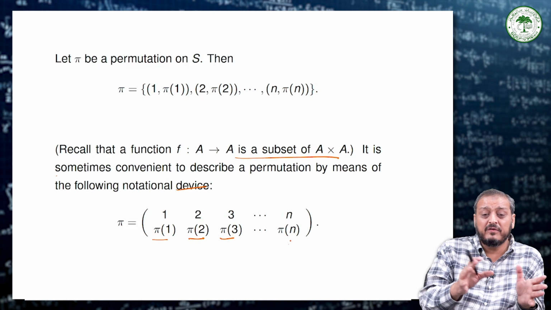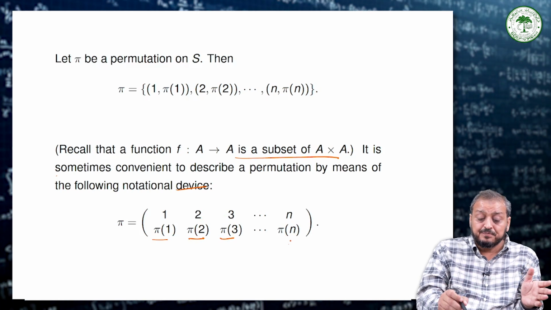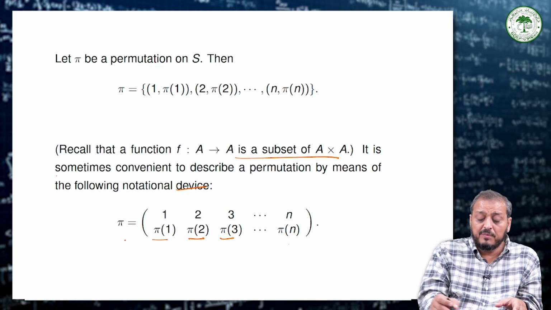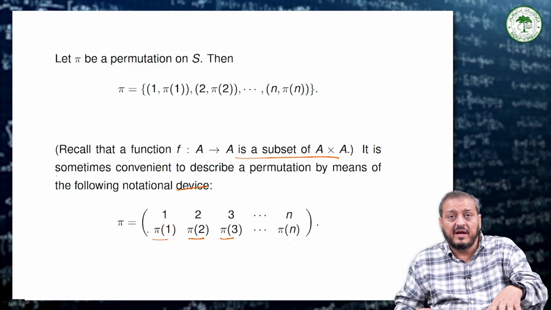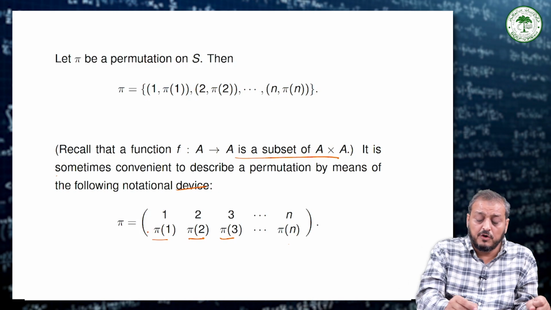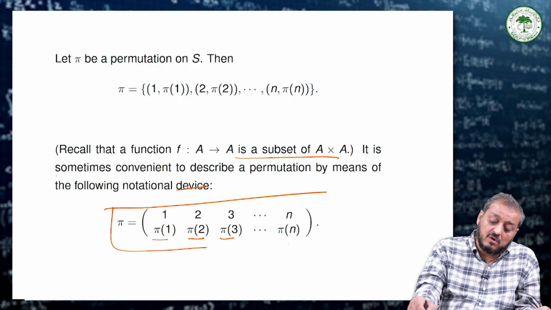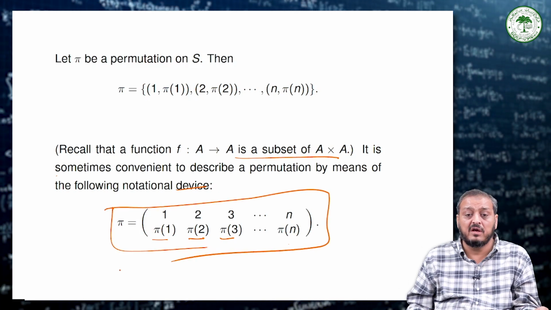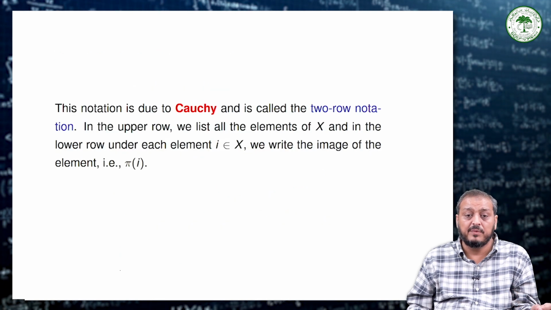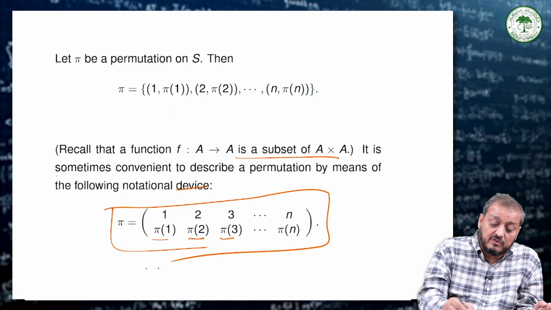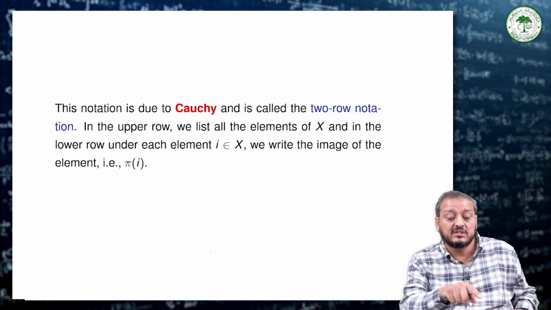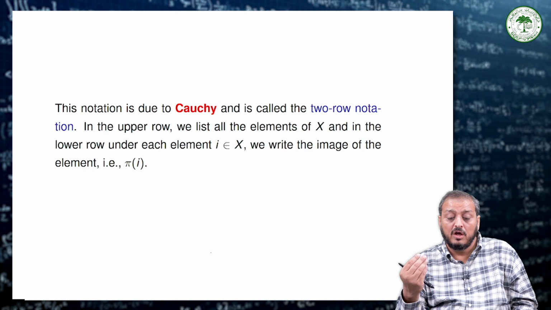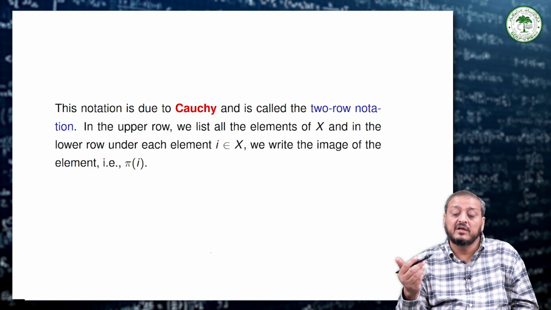So, it is better that we write pi in this form. Suppose we have to write it into this form; this is a very convenient way of representing it. This notation is called the two row notation, or we can say that this notation is due to Cauchy and is called the two row notation.